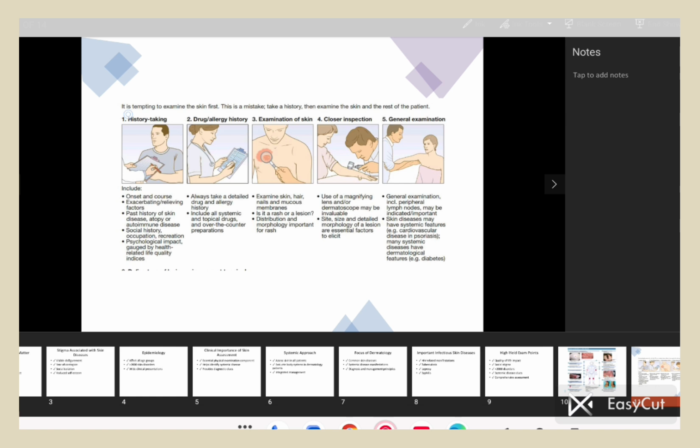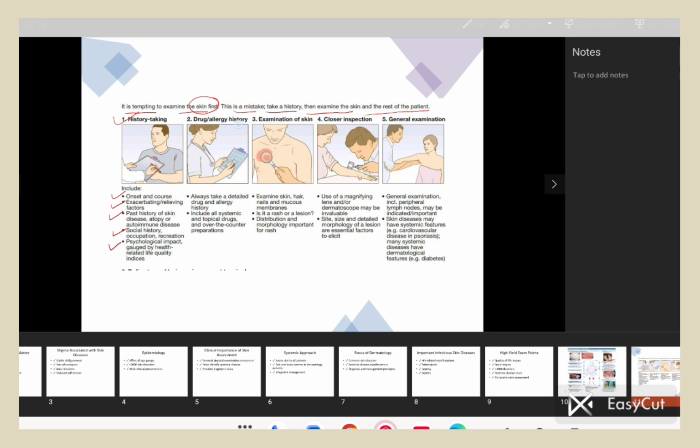Now, it is very tempting to examine the skin first, but this is a mistake. First, we have to take a history, then examine the skin, and then list the patient's problems. So first take the history, including the onset and course of the disease, the exacerbating or relieving factors, the past history of skin disease, atopy, autoimmune disorders, social history, occupational history, and any psychological impact that affects the quality of life.